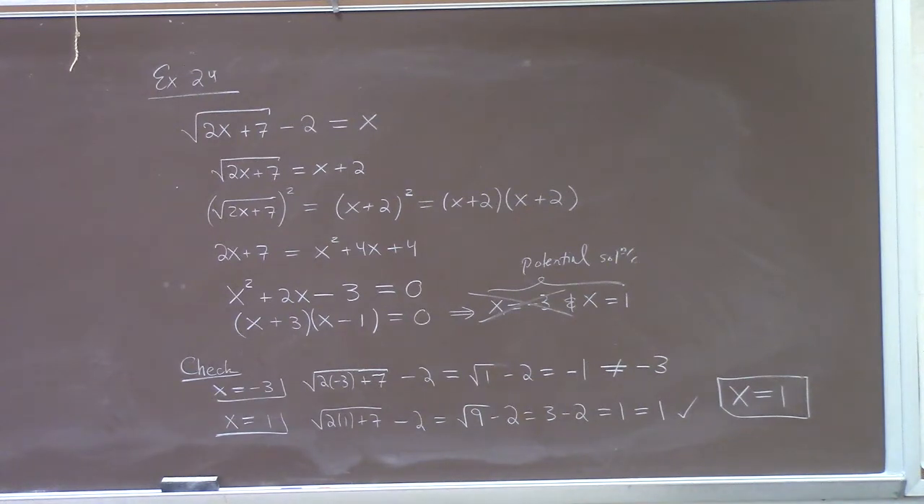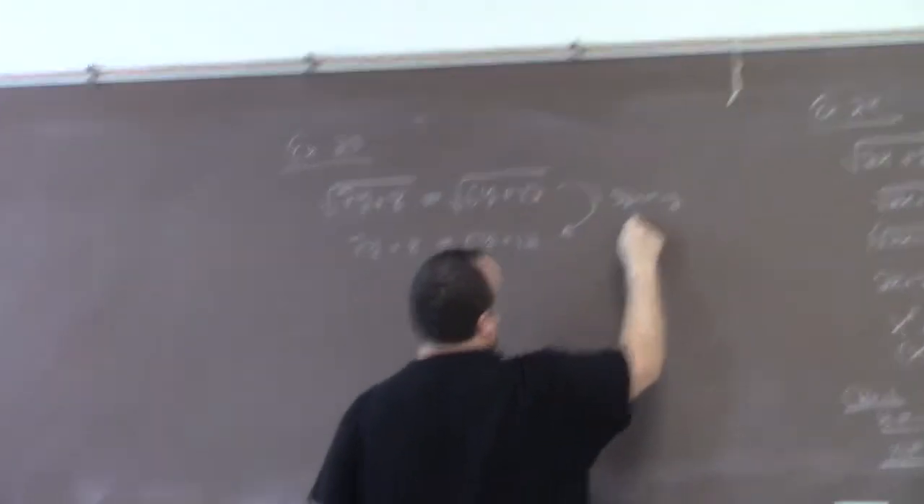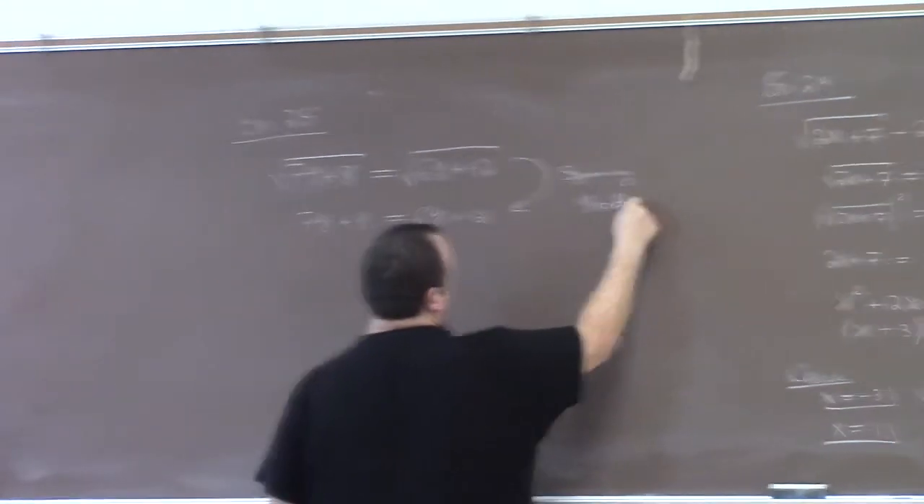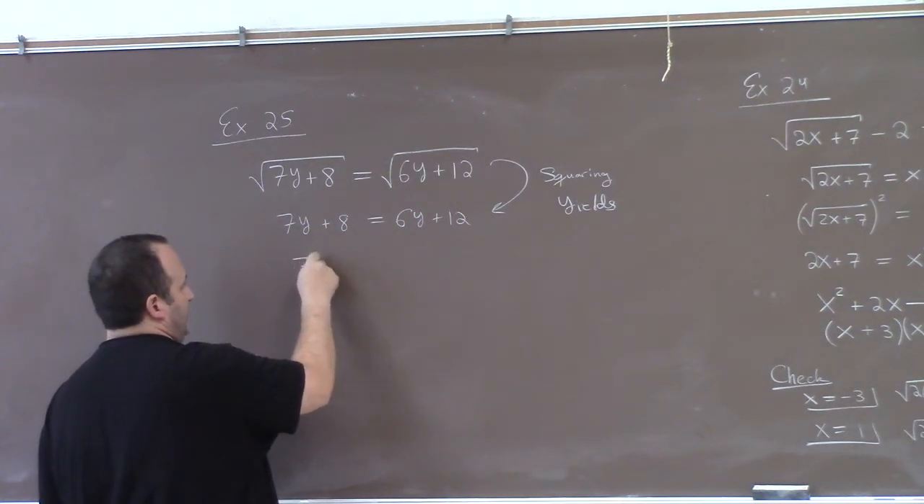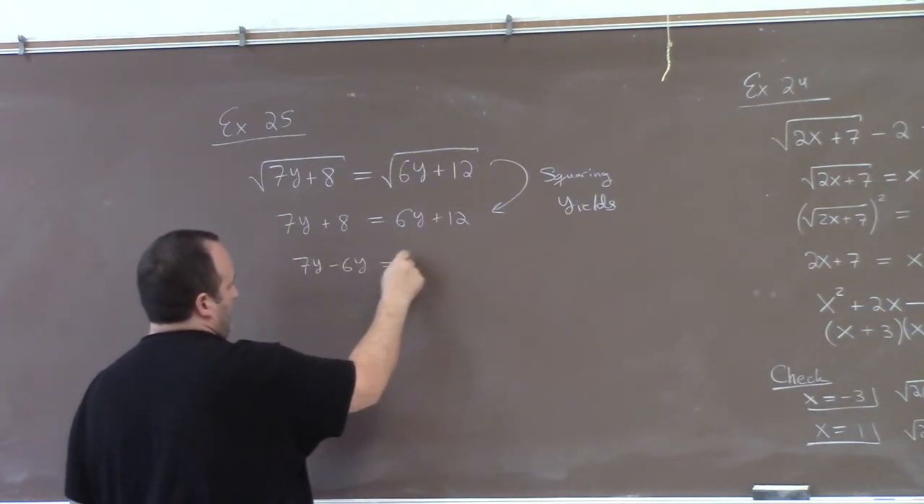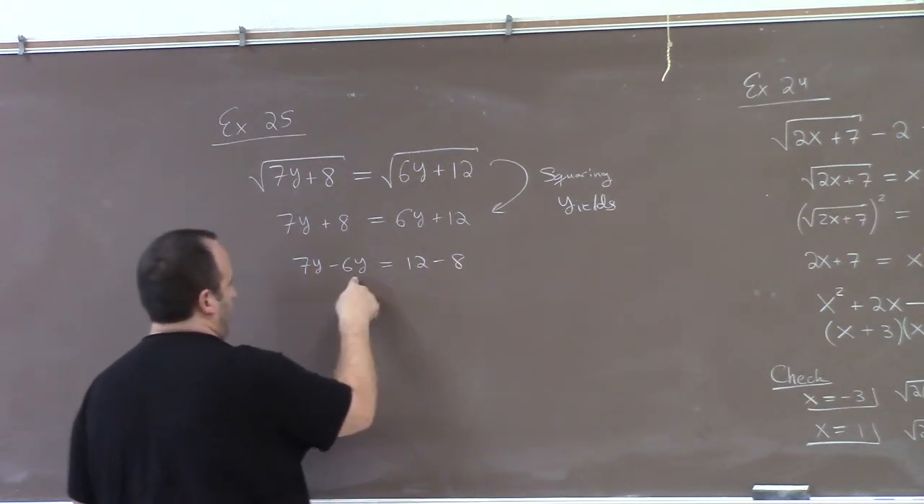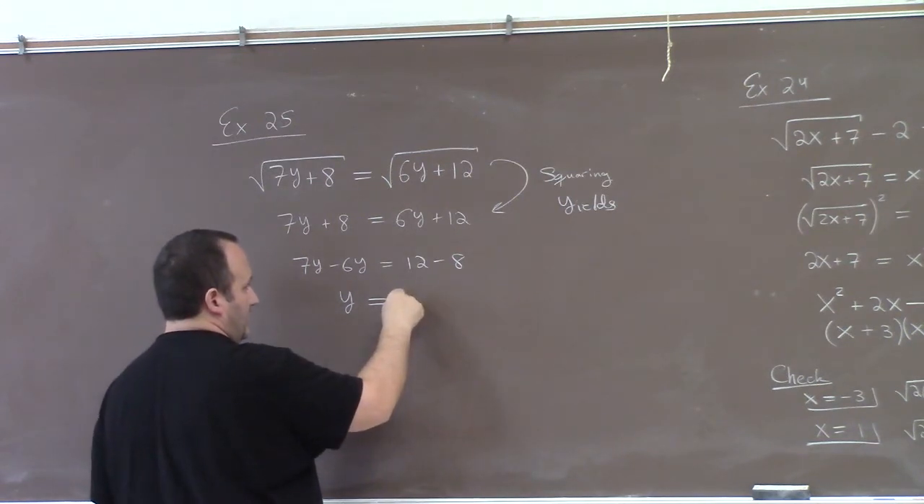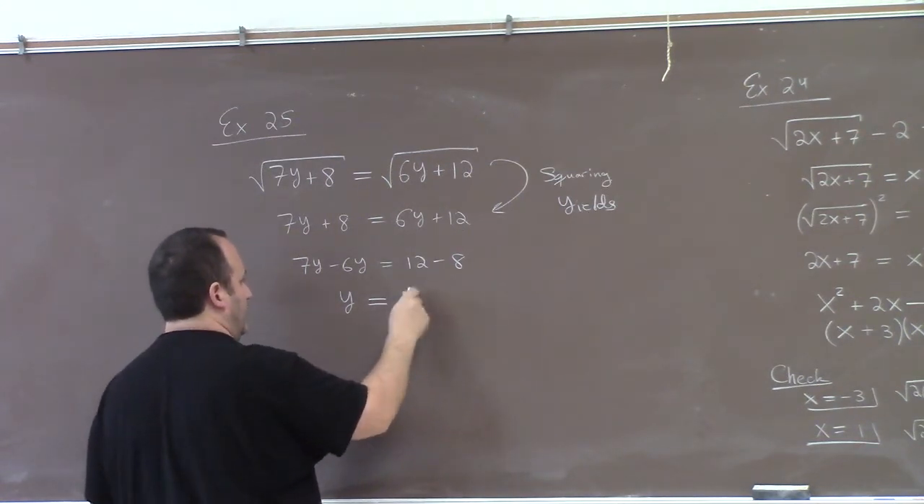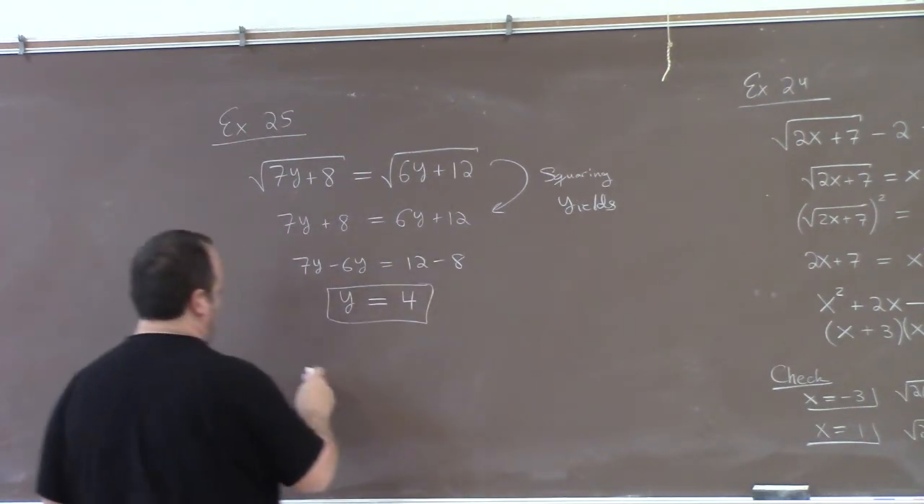Right, so squaring. And so that gives me, what do you say? That's 7y minus 6y is 12 minus 8. But that gives me y equal to 4. Yeah, and we can check that, right?